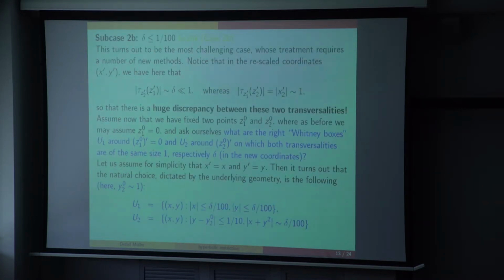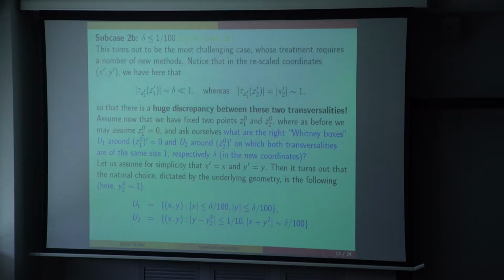So what is left is a situation where delta is very small. Let's say delta is smaller than 1/100 or something like that. And in that case, you have the following situation that the one transversality at one point here, this transversality is of size delta, which is very small, and the other one is of size 1. And so that's bad because you have different transversalities. I mean, one is very small, the other is of size 1. And we got stuck for quite a while.